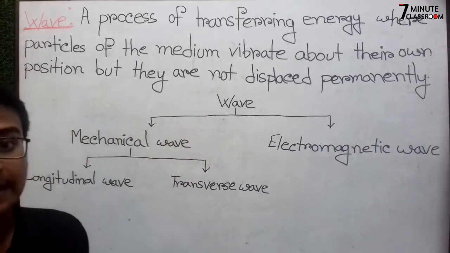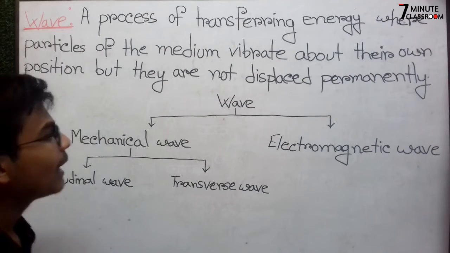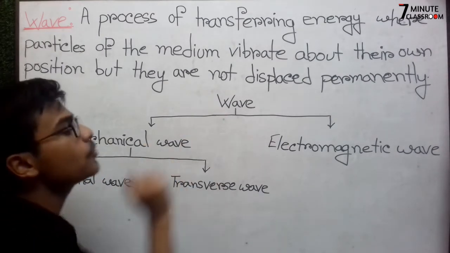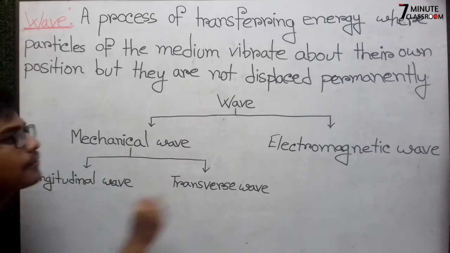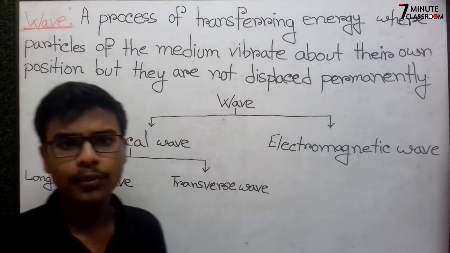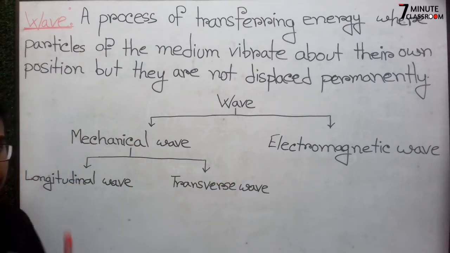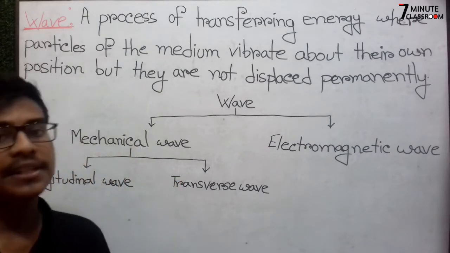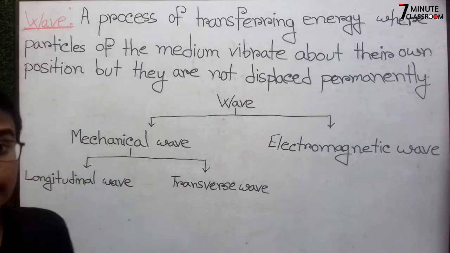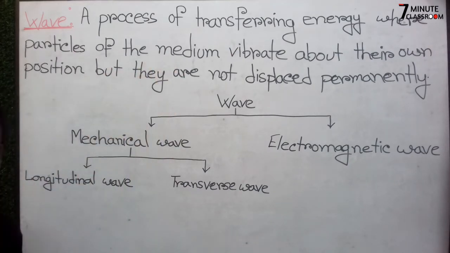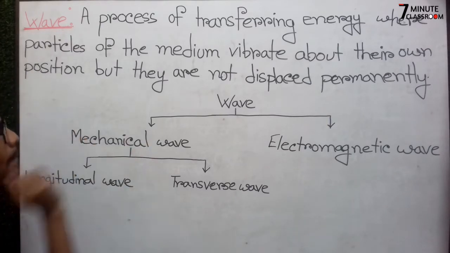I hope you understand what a wave is. Okay, now we are going to learn about the types of waves. Mainly waves are of two kinds: one is the mechanical wave and the other is the electromagnetic wave. So what is a mechanical wave and what is an electromagnetic wave? A mechanical wave is a wave in which a medium is necessary for transferring energy. We know a wave is a process of transferring energy, and if a medium is necessary for transferring energy, then it is called a mechanical wave.